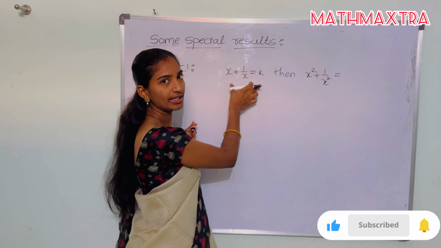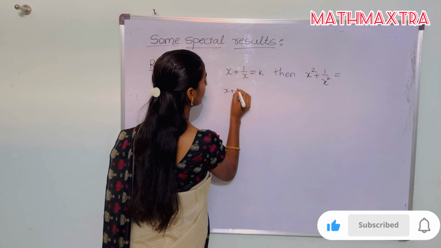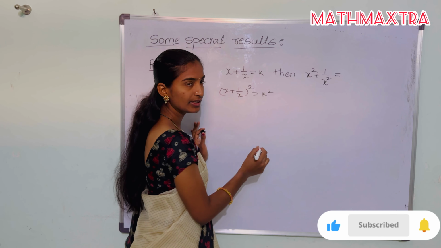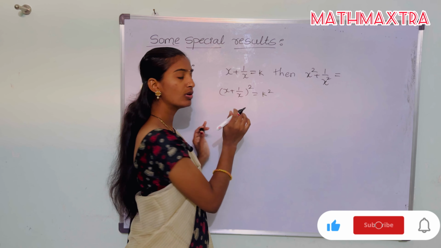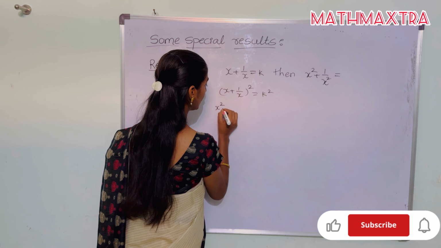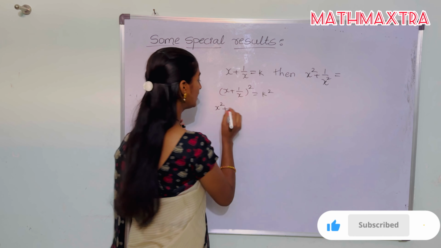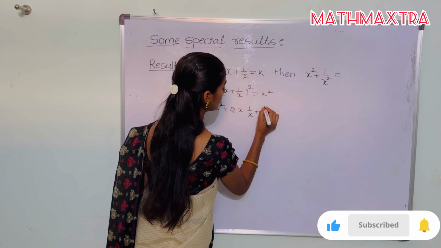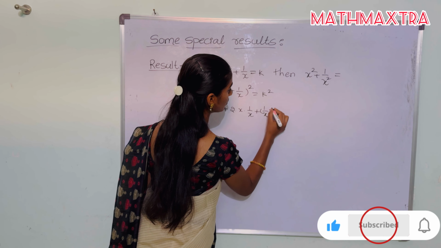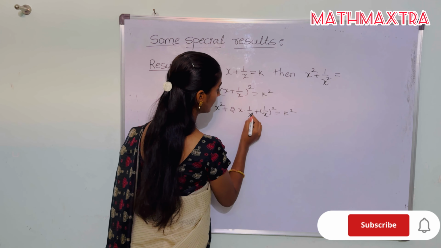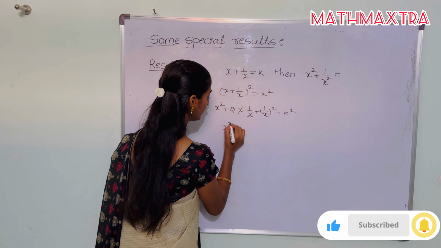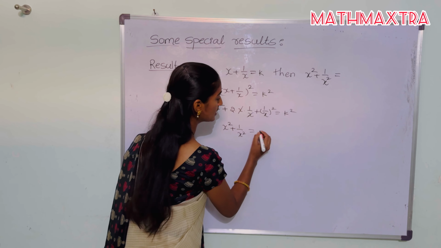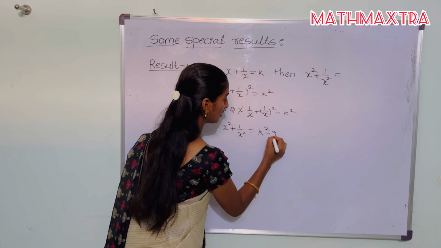So we have to square both sides, which is nothing but (x plus 1 by x) whole square is equal to k square, isn't it? And it is looking like (a plus b) whole square. Now you expand it like a square plus 2ab plus b square, right? A square plus 2 into a into b plus b square, which is nothing but (1 by x) whole square is equal to k square. And this x gets cancelled, and if you simplify this, 1 by x square, and you take this 2 to this side, which is nothing but k square minus 2.